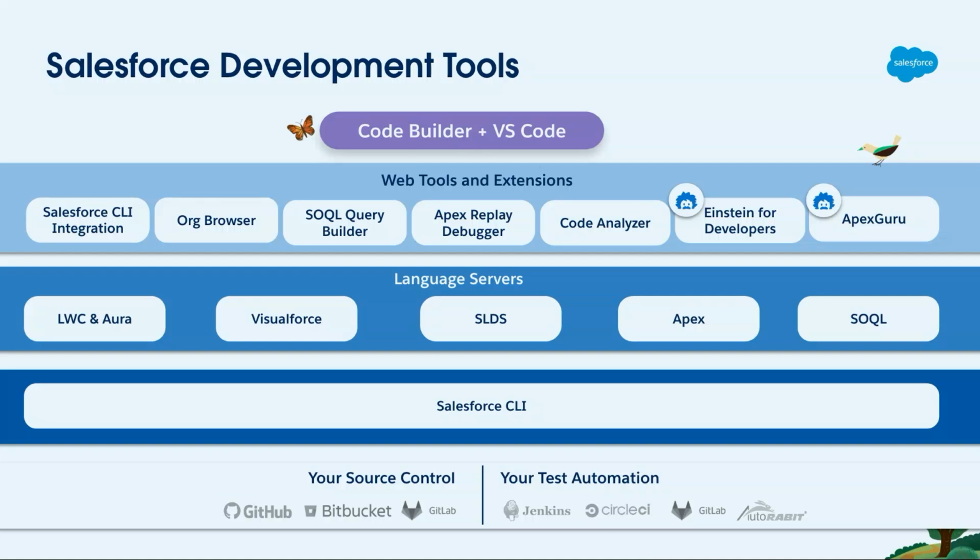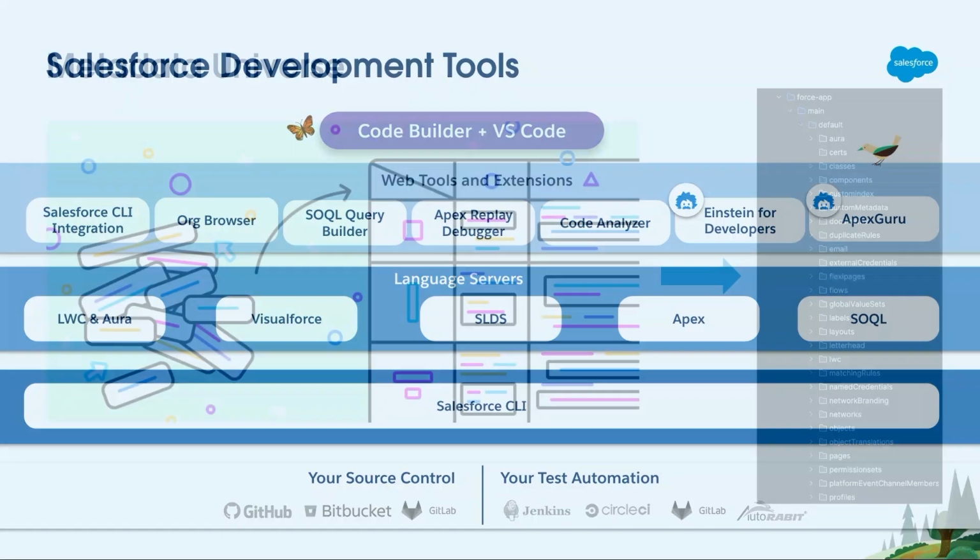And of course, as the development process requires source control, we can use different types like GitHub, Bitbucket, GitLab. And then, if we're talking about the development process and CI/CD, we can utilize different things like Jenkins, CircleCI, AutoRABIT, and many other things.